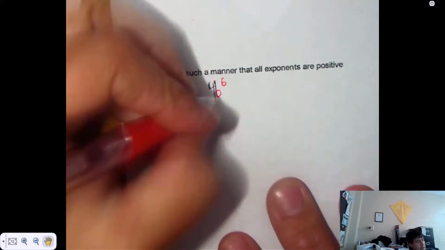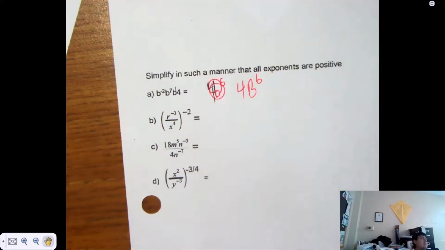Sorry, it's kind of all messed up. I don't seem to have a good pen today. 4B to the 6th. I'm not trying to confuse you by making that uppercase. My lowercase b's look like 6s, so that's why I made it uppercase.